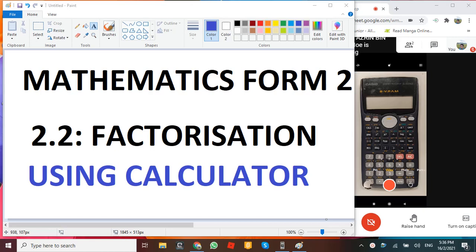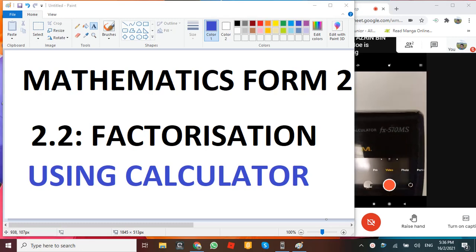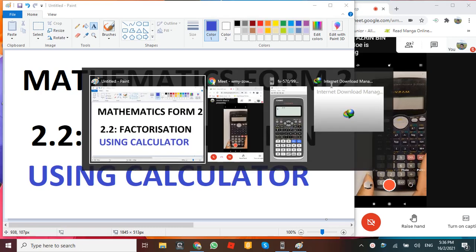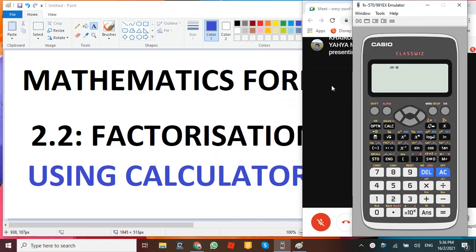Okay, so today we'll go to chapter 2.2 and factorization. But today's special, I want to show you how we want to solve factorization using calculator. So there are two types of calculator that we use today. First, this one, Casio FX570MX. Another one is a new calculator. This one, Casio FX570EX. This is a new type of calculator.